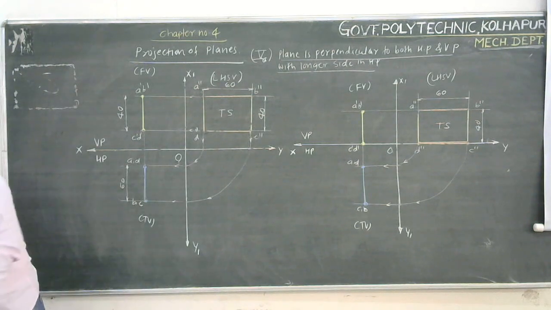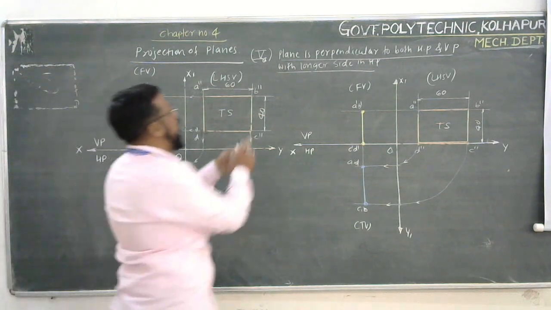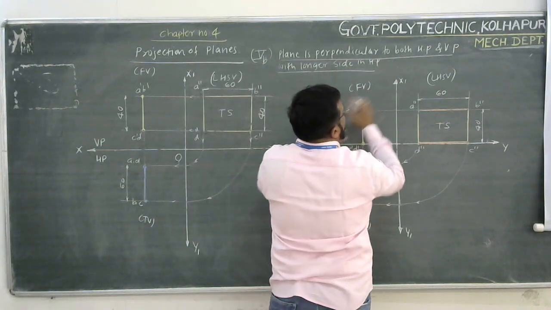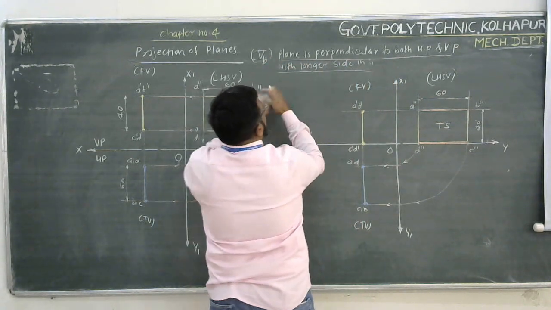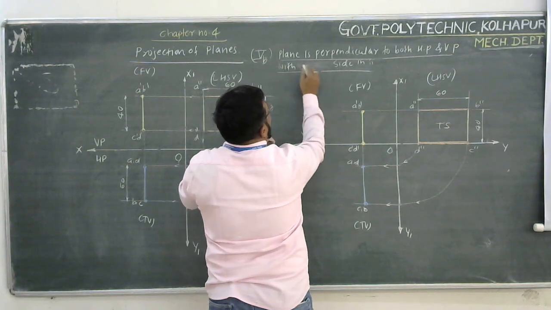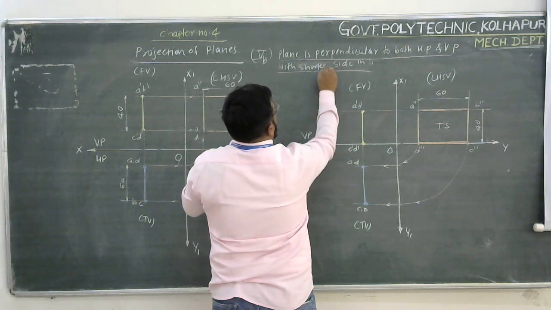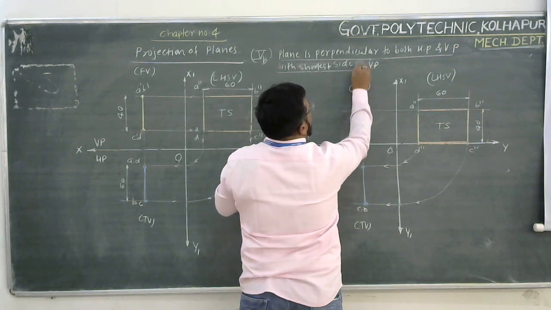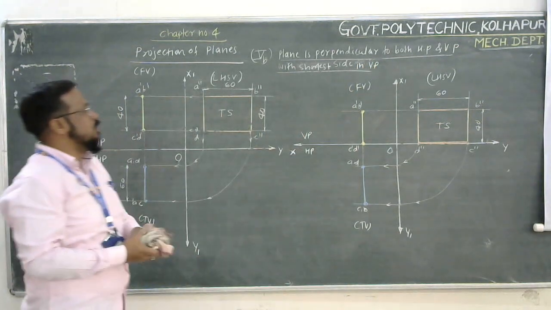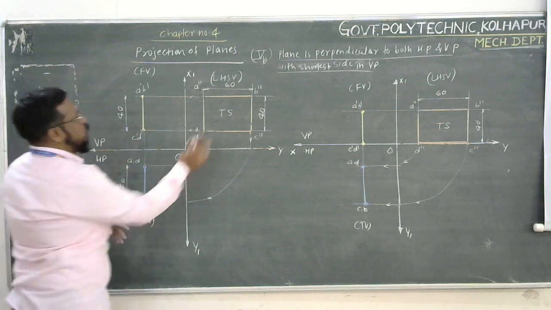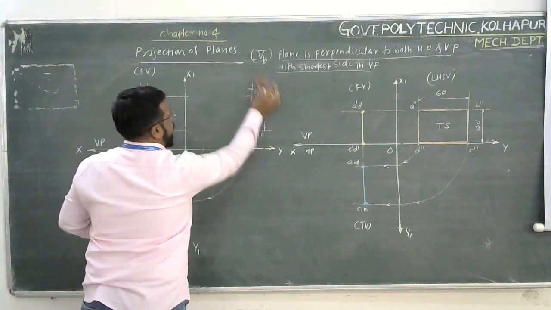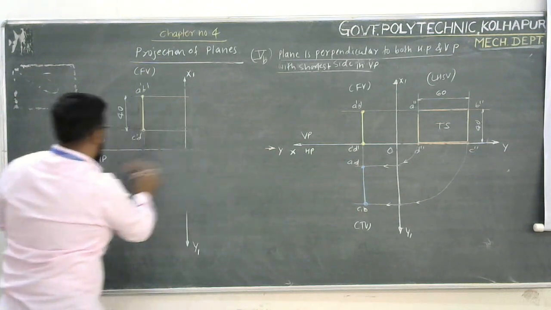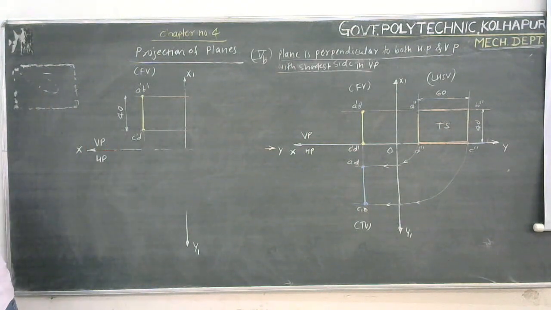So let us make this change in the statement of the problem. So in fifth B, no doubt the plane is perpendicular to VP with its shortest side. With its shortest side now in VP. Shortest side is now in VP. So with this position, I need to alter this view. So there is a change in the top view and a change in the side view.